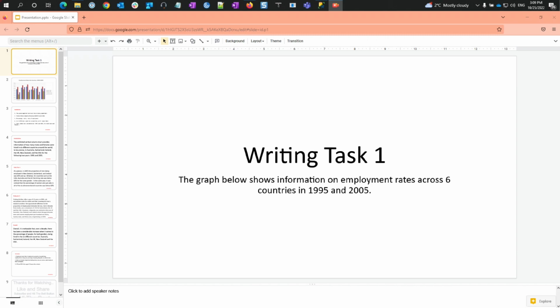For today's video, we will be concentrating on writing task 1 for academic. And for today's video, I have selected a graph that is more or less complicated, and students sometimes find difficulty to write that graph because it has a lot of information.